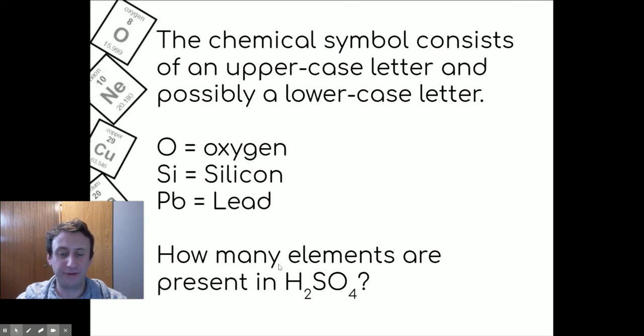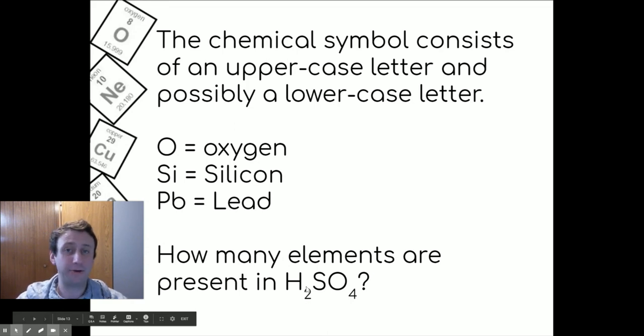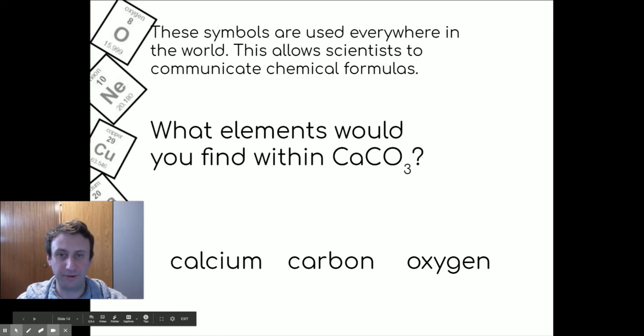If I were to take a look at how many elements are present in H2SO4, all I need to do is count how many capital letters I have, right? Because each capital letter for a symbol means I have another element. So here I would have 1, 2, and 3. I have hydrogen, sulfur, and oxygen. And all together, this makes sulfuric acid, an incredibly strong acid. So this would have 3 elements because it has 3 capital letters.